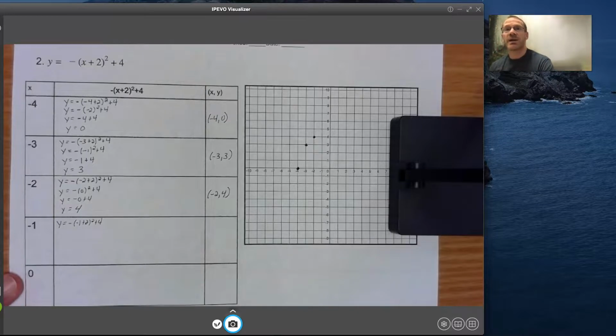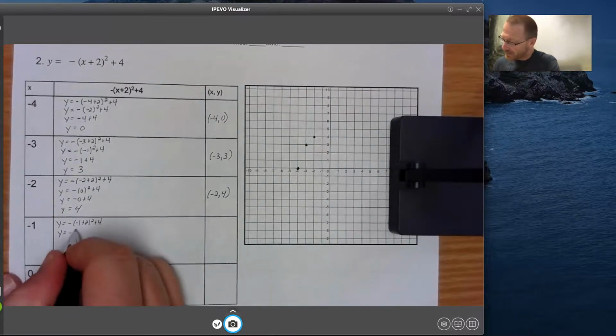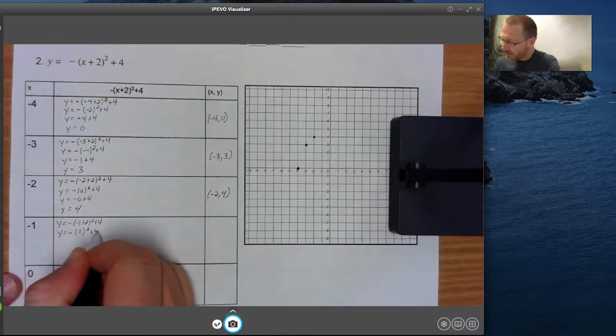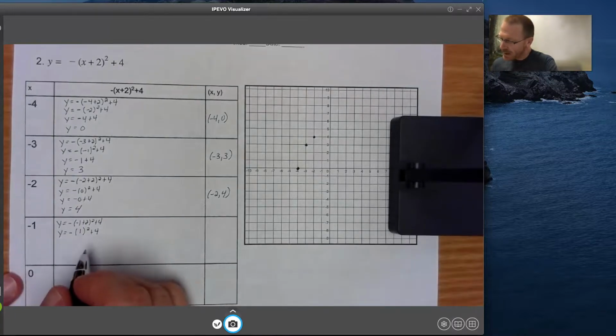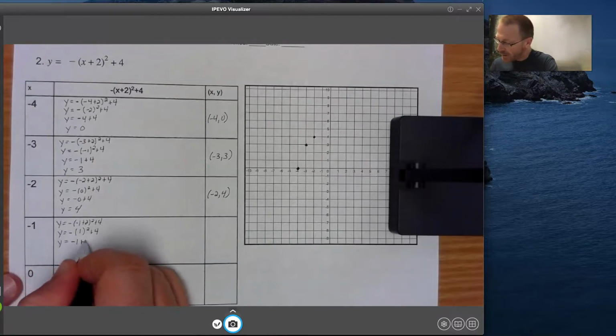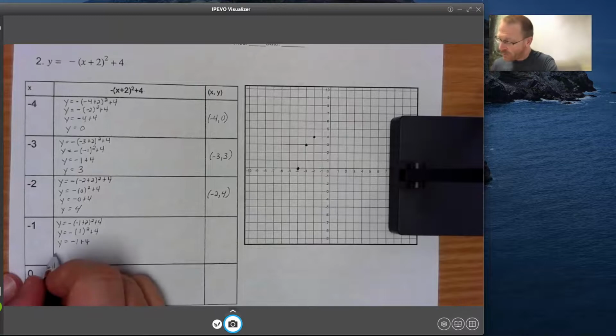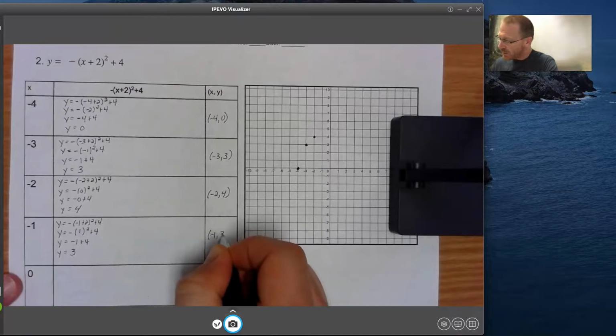So let's plug -1 in. And simplifying inside of that parenthesis, so negative, and then -1 plus 2 is 1. 1 squared is 1, so I get -1 plus 4, and then -1 plus 4 is 3. So I have -1, 3 for my point.